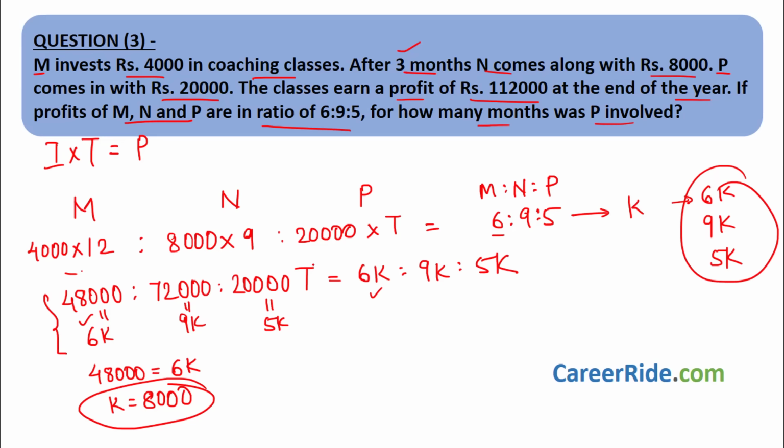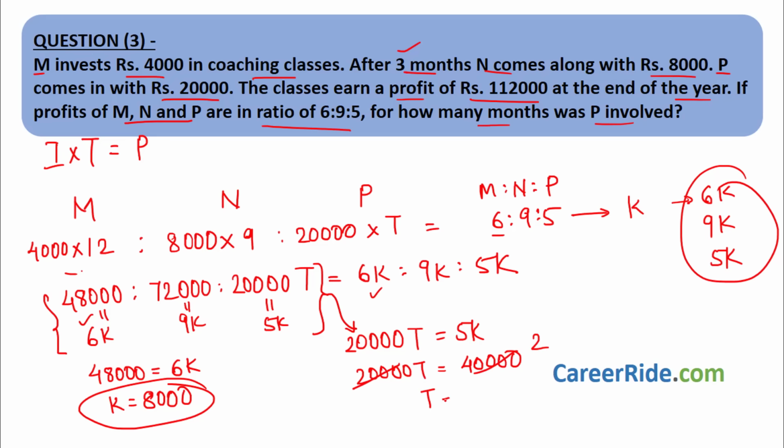Now directly take the last pair over here. What do we get? 20,000 T equal to 5K. What is the value of K? 8,000. So 20,000 T equal to 5 into 8,000 as 40,000. 20,000 ones are 20,000, twos are 40,000. T equal to 2 months. So the investment of P is only for 2 months.